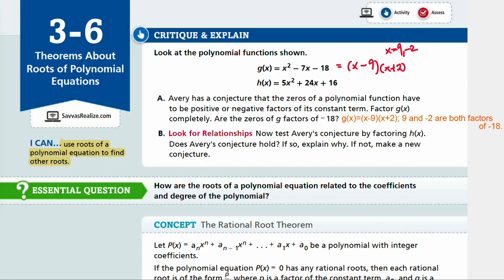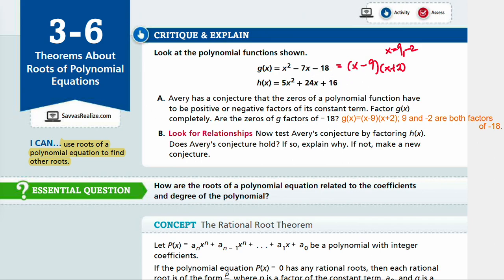Part B. Now test Avery's conjecture by factoring h of x. Does Avery's conjecture hold? If so, explain why. If not, make a new conjecture. So, what's her conjecture? The zeros of the polynomial function have to be positive or negative factors of its constant term. So it has to be a factor of the constant term.